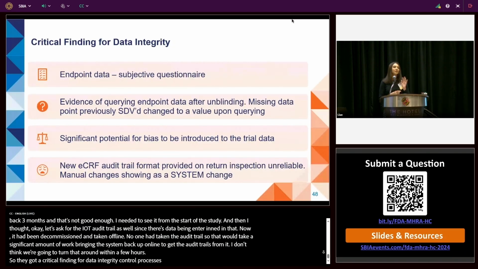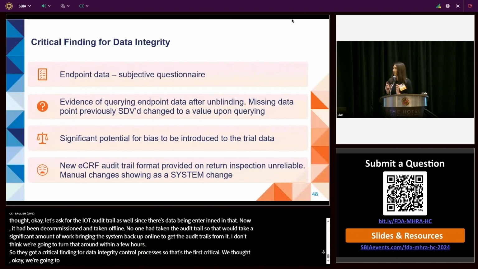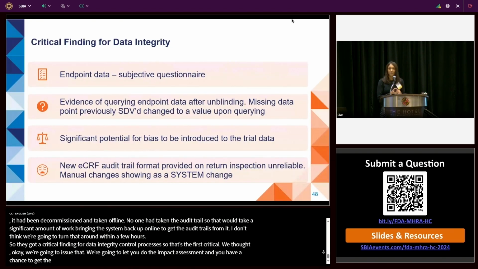We thought, okay, we're going to issue that. We will let you do an impact assessment. You get a chance to go and get the audit trails for us, and we'll come back. And then I brought the cavalry with me. Andy came with me.